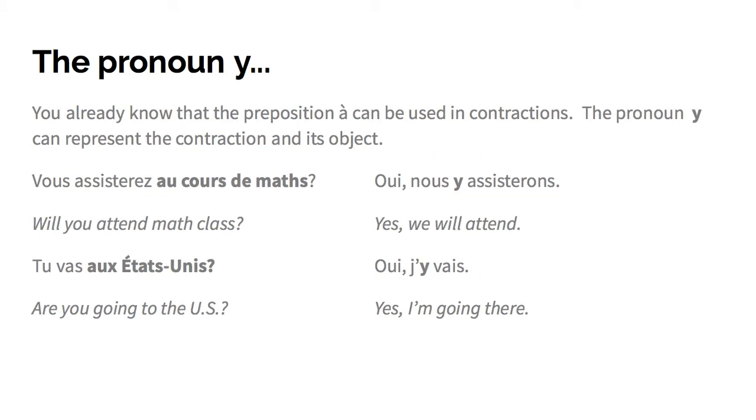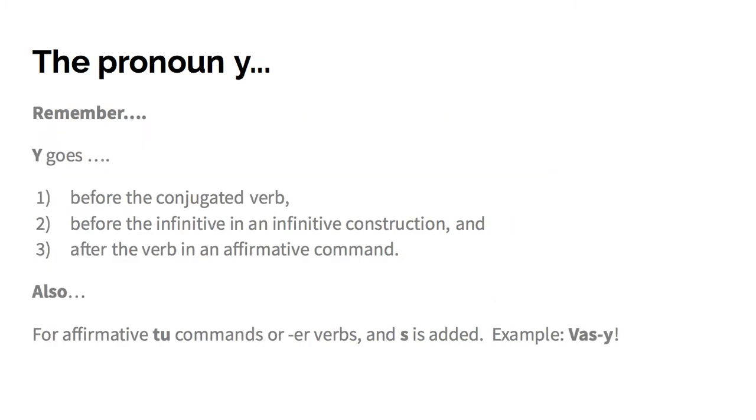Once again, you already know the preposition à can be used in contractions. The pronoun Y can represent the contraction and its objects. So, vous assisterez au cours de maths? Oui, nous y assisterons. Notice how au cours de maths, to math class, is still a place, like I am going to math class. Math class could be a place. So really the Y can replace anything that has to do with a place.